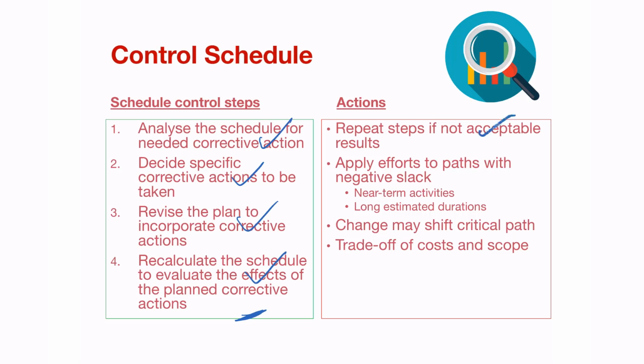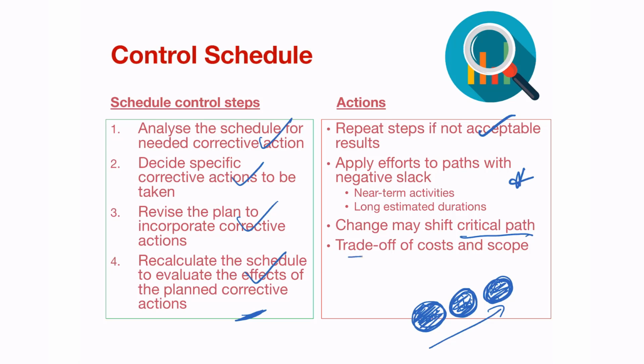If you have not achieved a specific result, apply efforts to fix the path with negative slack. So where you have done the calculation and you already know that 2 steps down the network, you're going to be running into negative slack, you now need to start putting some time and effort into those activities along that path to see where you can accelerate activities to make them run faster, or in which you can even maybe cut out some activities or reduce the time spent on some of those tasks. Change may also shift the critical path as well, so be mindful of that.